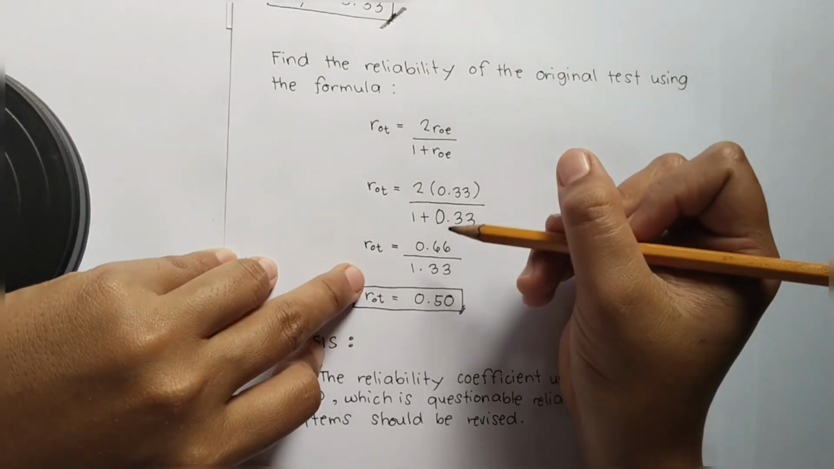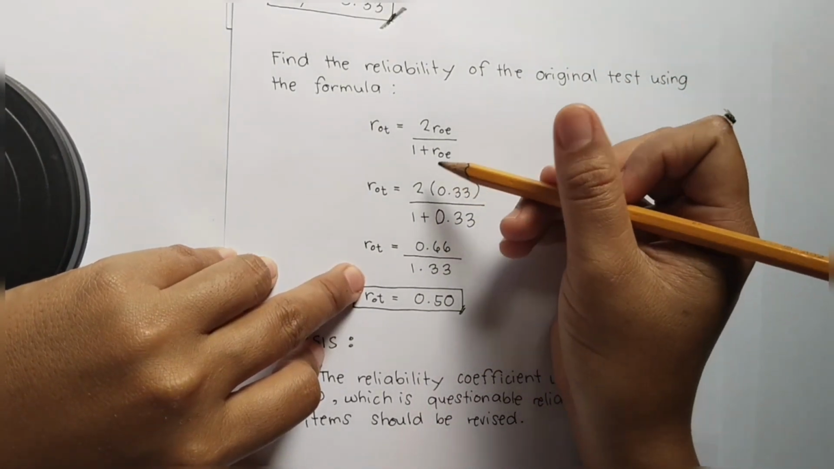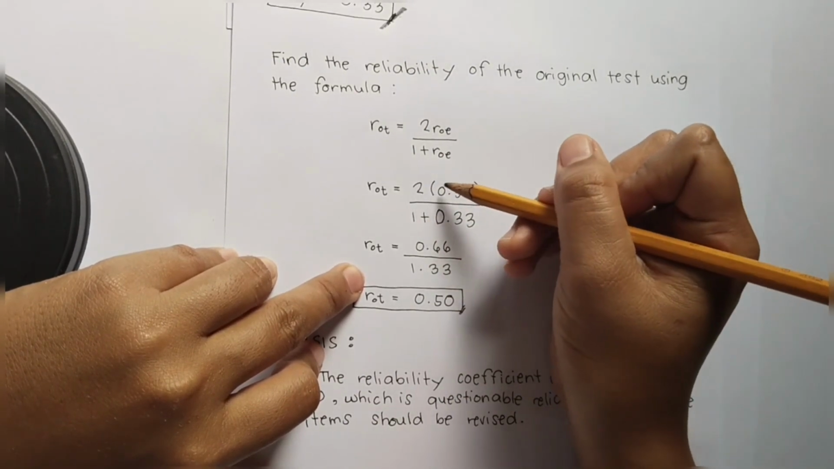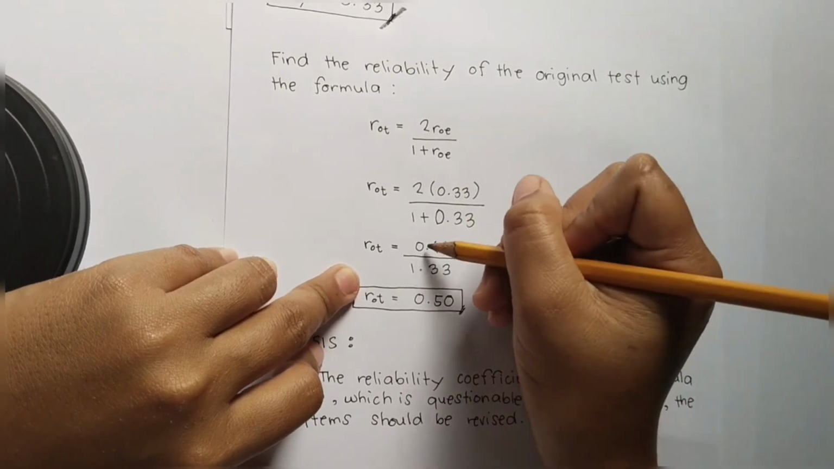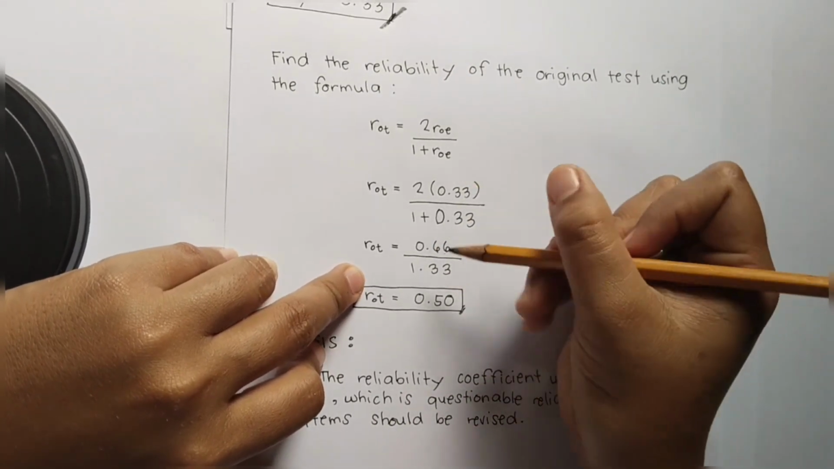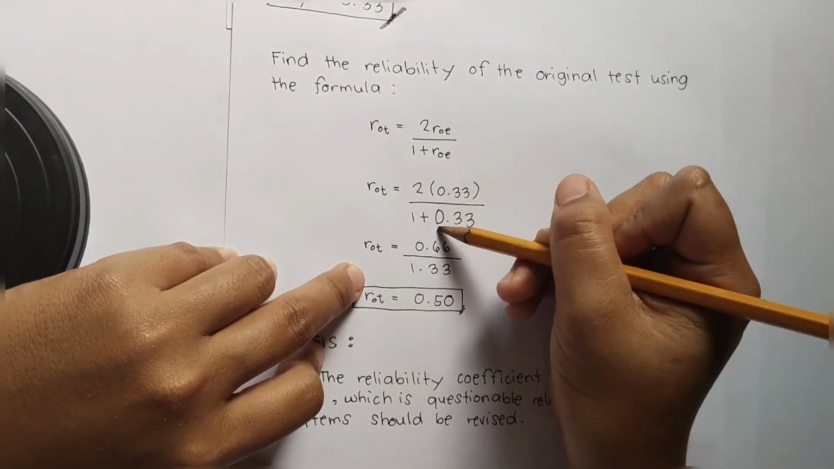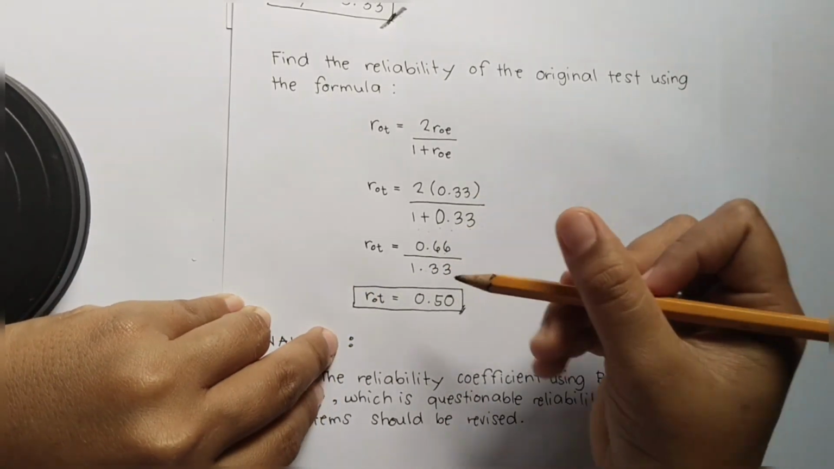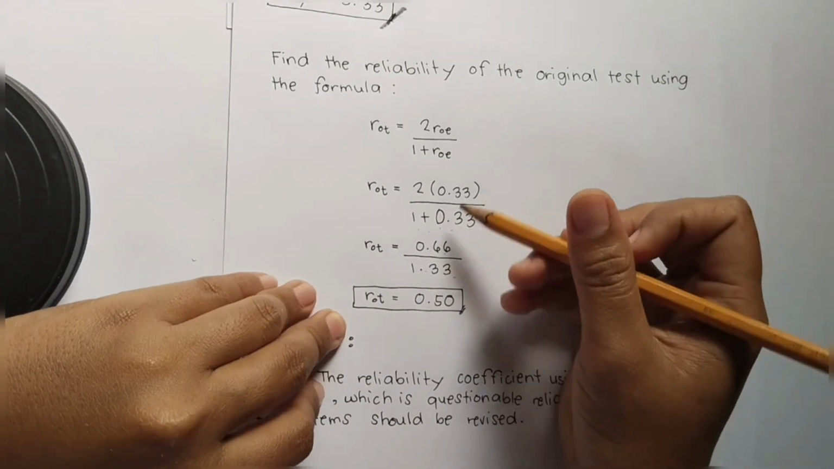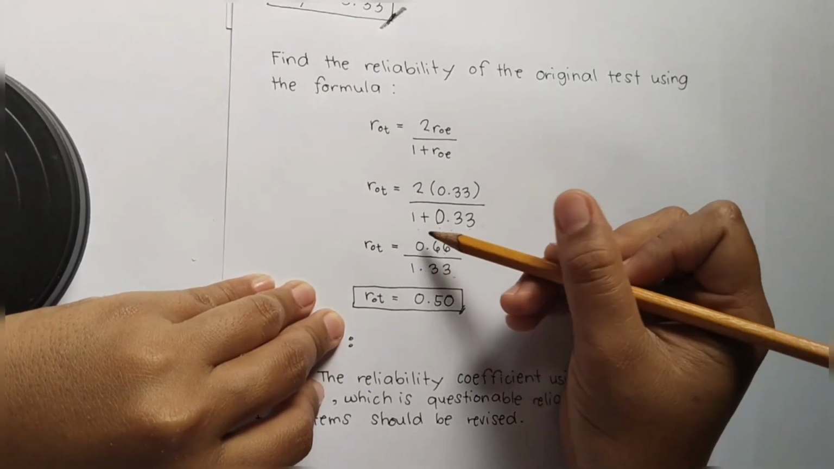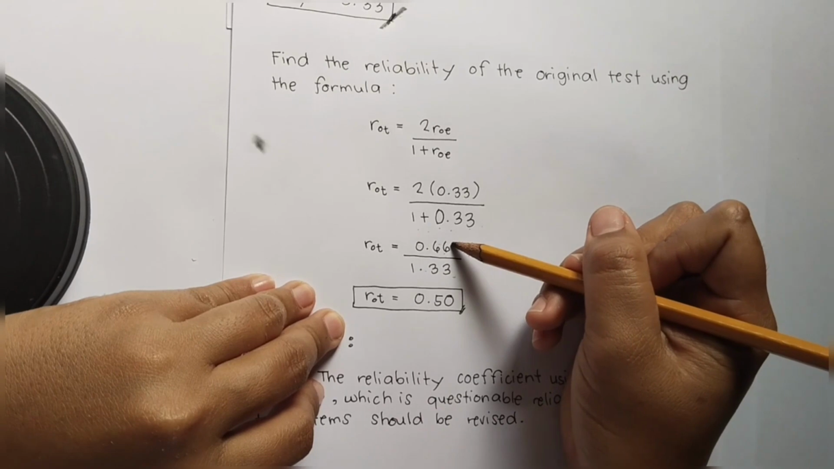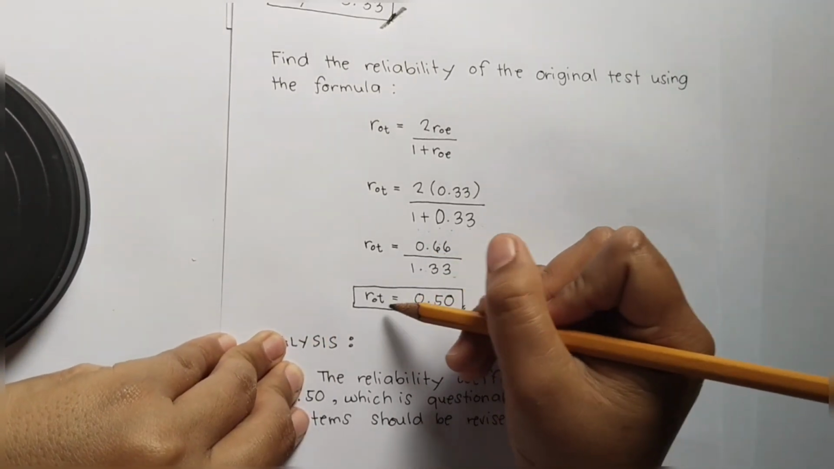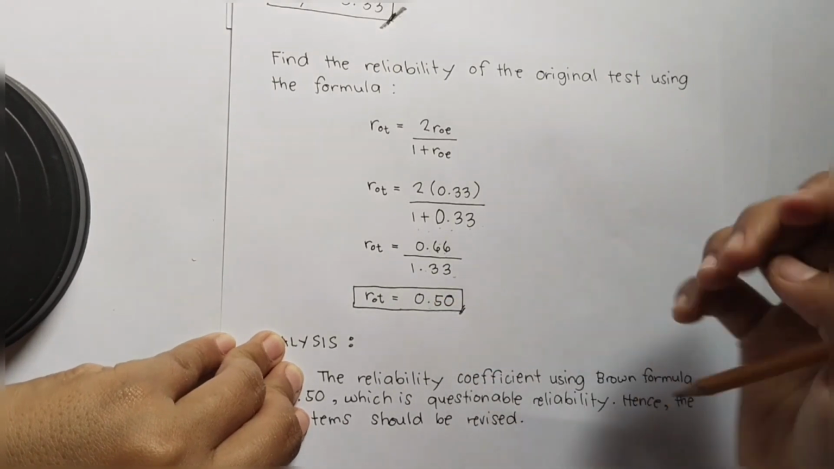So, next, ayan, sa taas, i-multiply natin siya. So, 2 times 0.33 is equals to 0.66. Sa baba naman, 1 plus 0.33 is equals to 1.33. Then, ang gagawin natin para makuha yung final answer is i-divide natin siya. So, 0.66 divided by 1.33 is equals to 0.50.